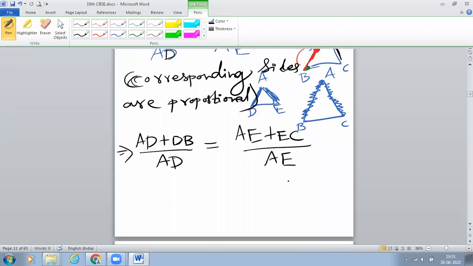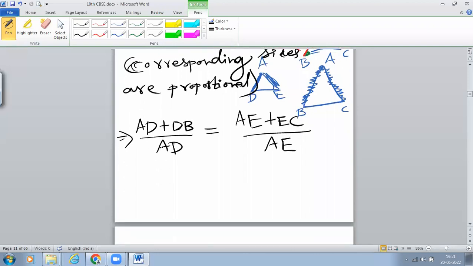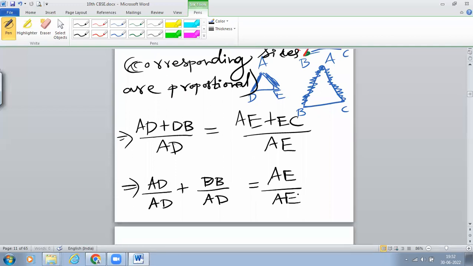Now, the next step: AD is the common denominator. I'm going to split it for both the terms in the numerator, that is AD and DB. What we'll get is AD by AD plus DB by AD, which is equal to, similarly, AE by AE plus EC by AE. So I have split it, using the common denominator.